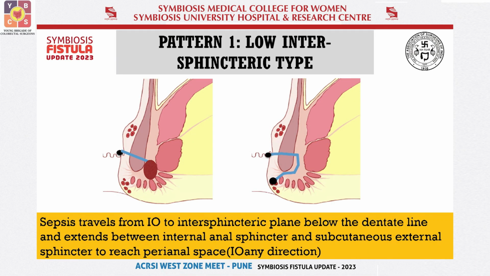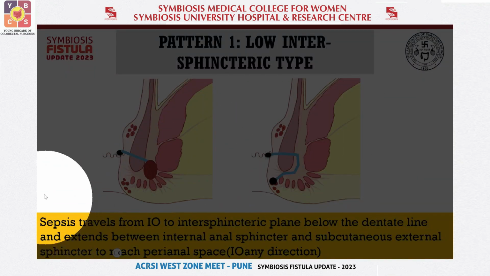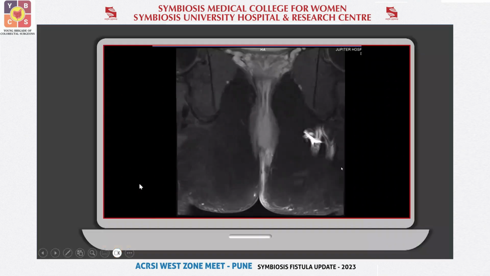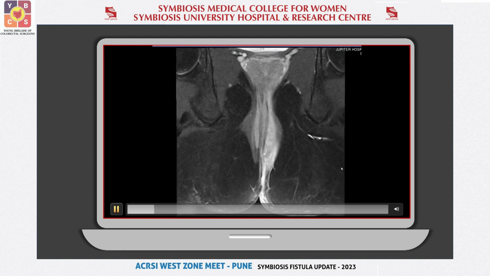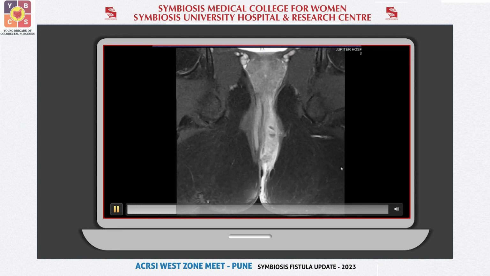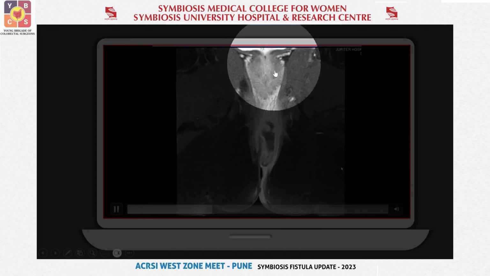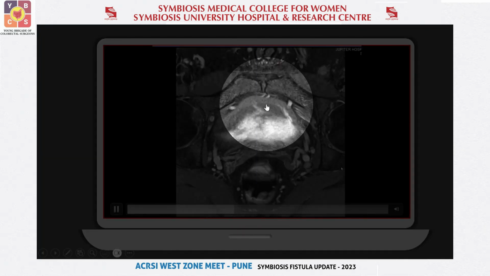The low intersphincteric pattern: the sepsis from the internal opening travels across the internal sphincter and comes out. That is a low intersphincteric fistula. If we see this MRI, just to help everyone get versed, these are T2 fat suppressed images, and what we see marked here is marked in the yellow part.